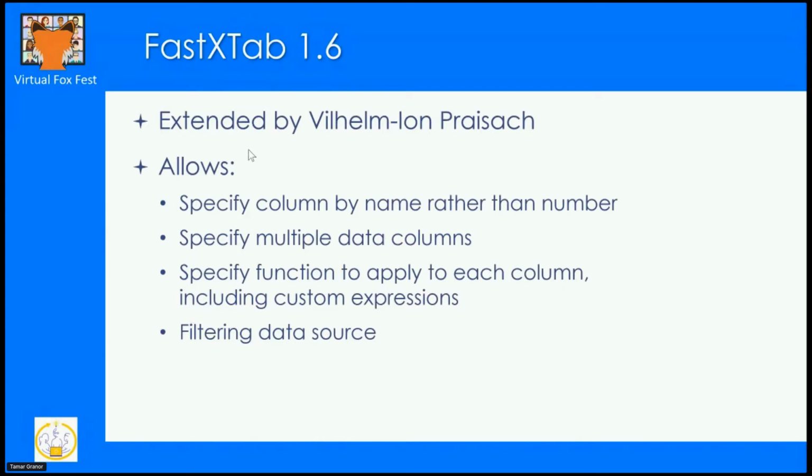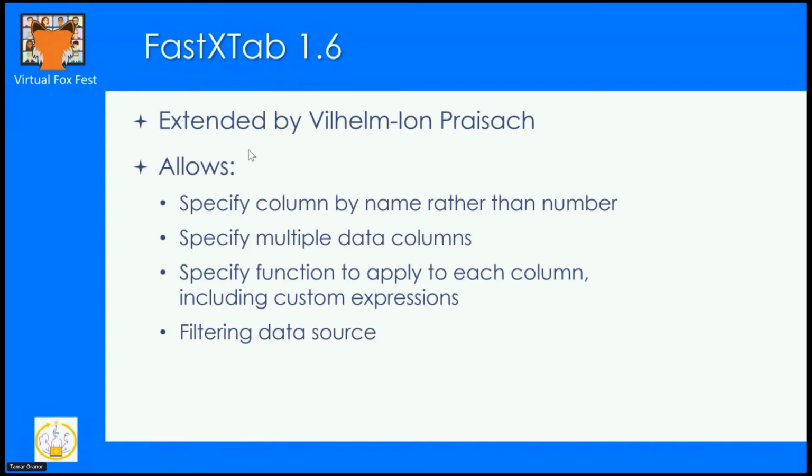And in addition to everything that FastXtab does to make Crosstabs better, it allows you to specify columns, actually rows and columns, by name rather than by their position in the table. It allows you to specify multiple data columns. We'll see examples of all of this. It allows you to specify for each column, are you summing, averaging, counting, any of the aggregation functions, or even your own custom expressions for aggregating. It allows you to filter the data both on the inside and the outside.